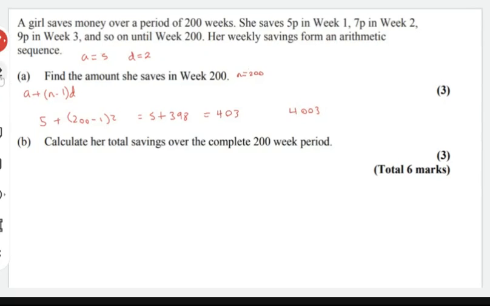Oh, no, that is not how much she saved. We wish. 403p, after 4 years. Actually, then again, no, that's the amount that she saved just in that week, yeah.